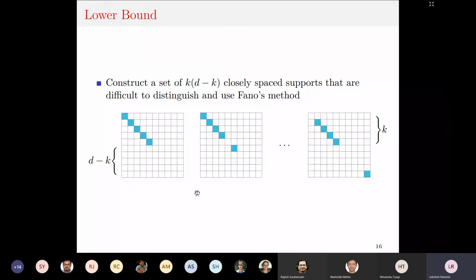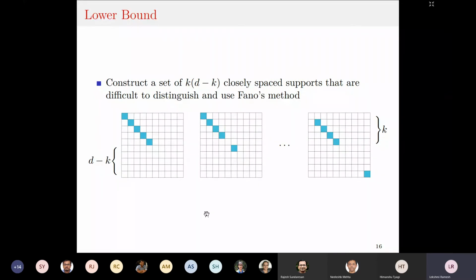This construction of close by covariance matrices is what I've shown here. You start with a covariance matrix with the k non-zero entries, let's say, placed in the first k locations, and then remove one entry and add another entry somewhere else in the diagonal. So there is this set of diagonal covariance matrices that differ in just two locations. The idea is that you would like the output distributions parameterized by these covariance matrices to be as close as possible, so that any estimator would need some number of samples to distinguish between them.